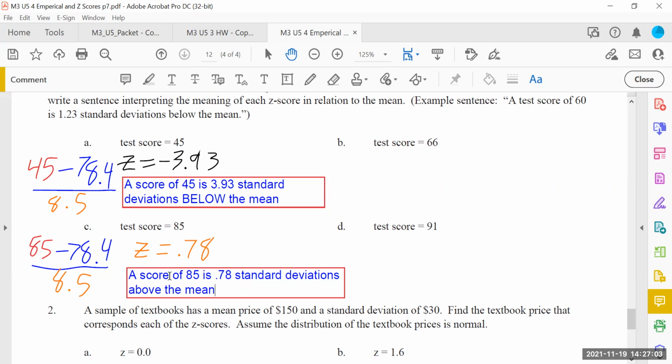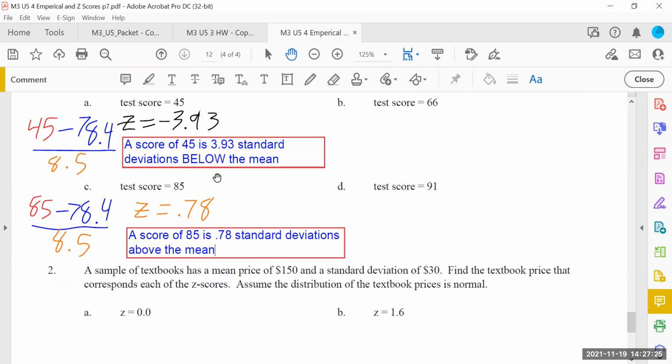Wasn't the first one positive? The first one was negative. Then why do we put the negative 3.93? Because the word below takes its place. If you want to put the negative there, you're welcome to. I won't count that as wrong. But when I'm saying below, that's describing going negative. Does that make sense? That's why I'm emphasizing that. Is it above or below?